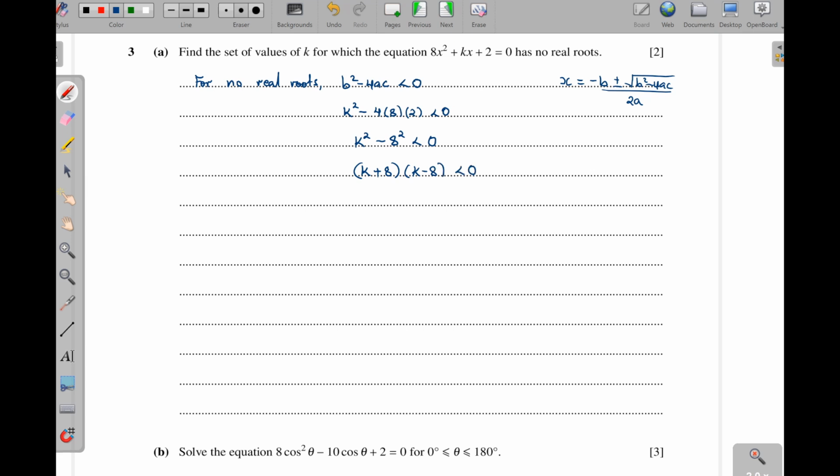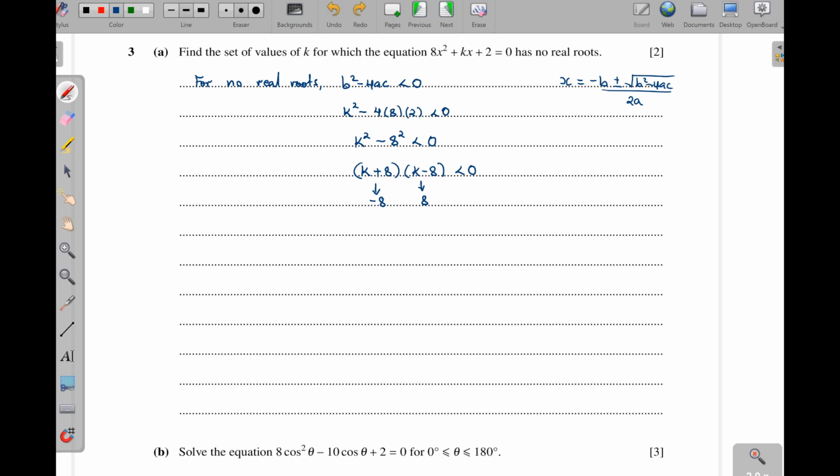When I equate this one to 0, I'll get negative 8. Okay, when I equate this one to 0, I'll get positive 8. Please don't do this. Many students do this and they fail. They say k plus 8 is less than 0, and they also say k minus 8 is also less than 0. Here you are going to get wrong things. This is not how we solve quadratic inequalities. Just equate this one to 0 in your head. You get what we call the critical values.